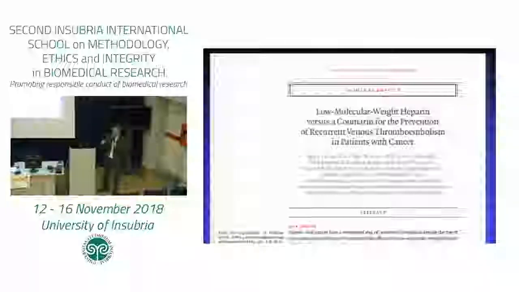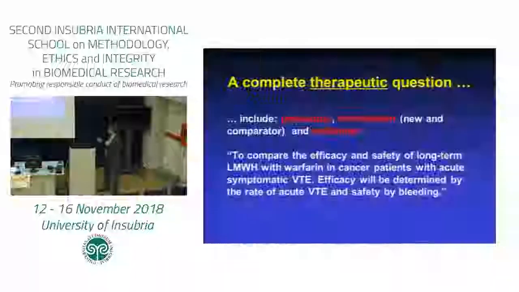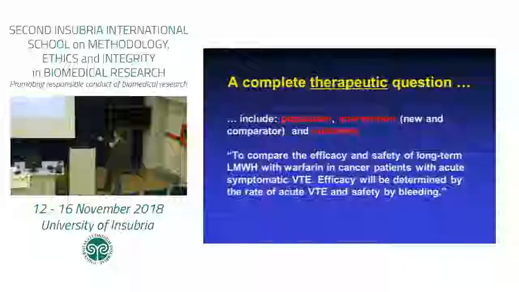So the effect in a population and also the outcome. Prevention of recurrence. But I would like to read about mortality. I don't know if mortality is the primary outcome. Probably not. Or another example to compare the efficacy. So the same. Efficacy will be determined by the rate of acute VTE and safety by bleeding.